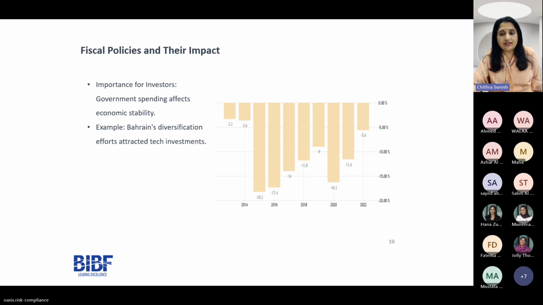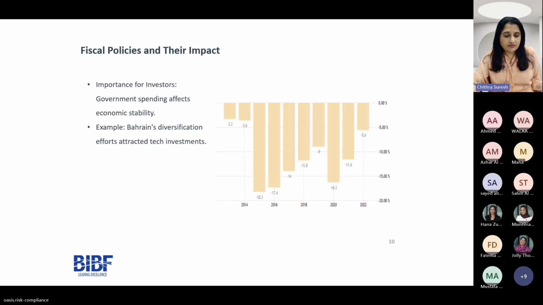Then a country's reputation for business-friendly policies, the rule of law in the country, and respect for property rights can also positively influence the investors' perceptions. So if the investors trust the government's ability to manage economic challenges, that will act as a positive driving factor.